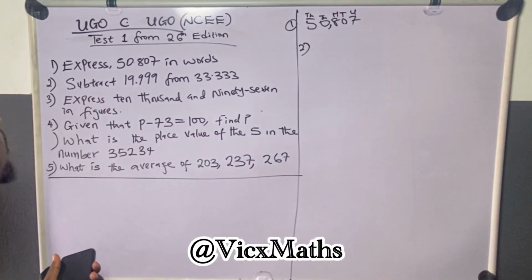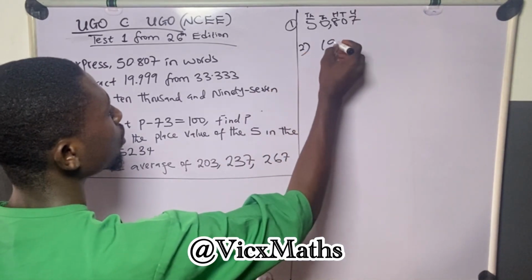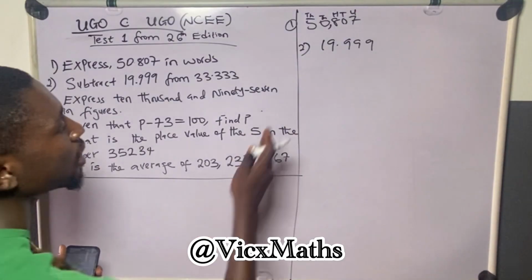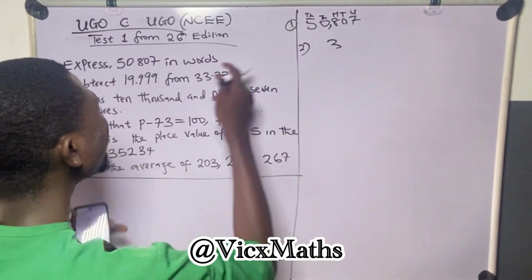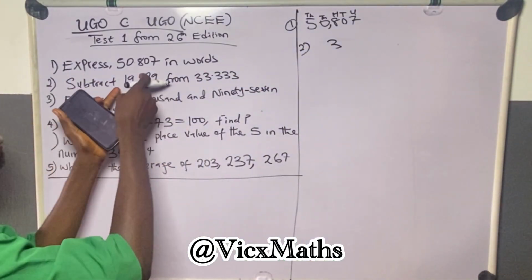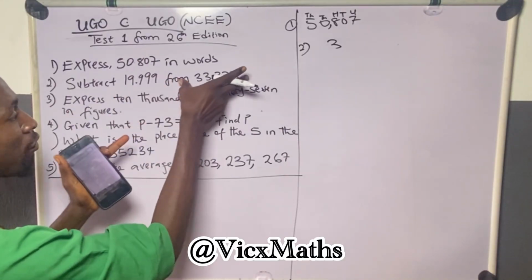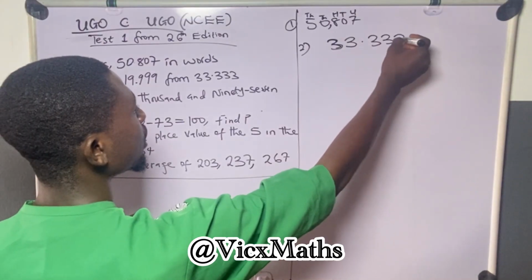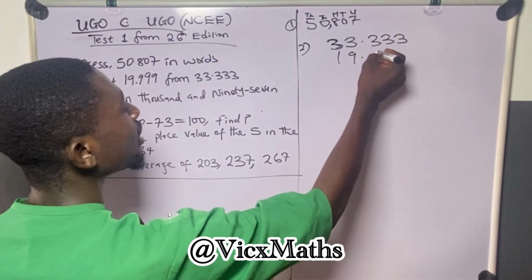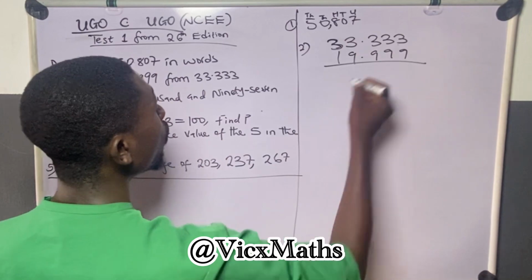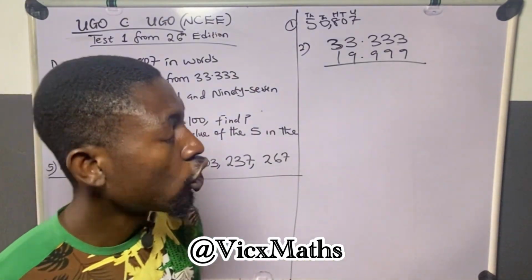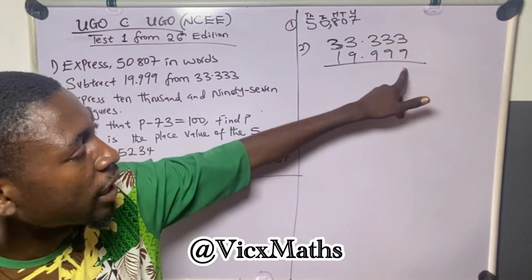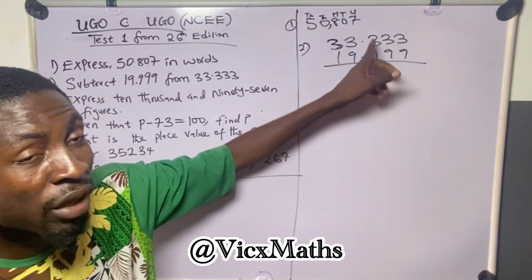So let's go to number 2. The question said, subtract 19.999 from 33.333. See what to do here: you are subtracting this from this, so you are removing this one from this, and you have to write this one first. We have 33.333 minus 19.999. One good thing is that they have the same number of decimal places. Here we'll have 3 decimal places, and here we'll have 3 decimal places. So the point will definitely be in the same place.